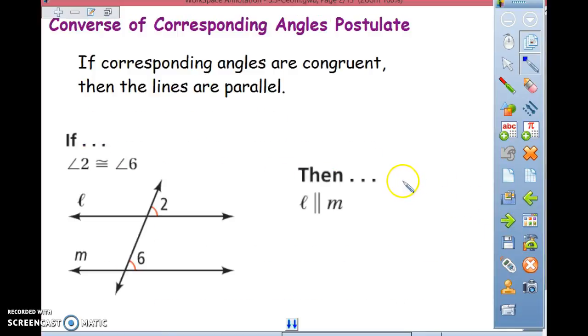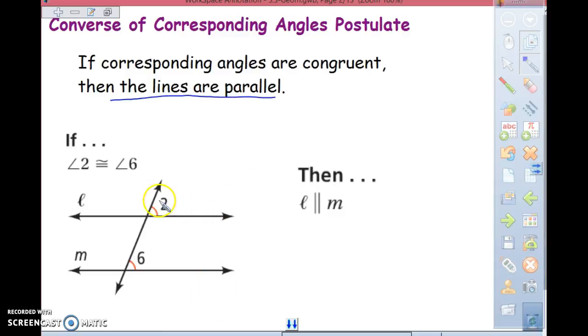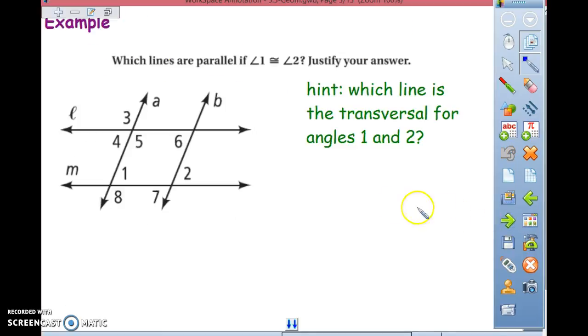If corresponding angles are congruent, then the lines are parallel. So today our postulates and theorems are going to be proving lines parallel. So if 2 and 6 are congruent, then L and M are parallel. So for example, which lines are parallel if 1 and 2 are congruent? Hint, which line is the transversal for angles 1 and 2?